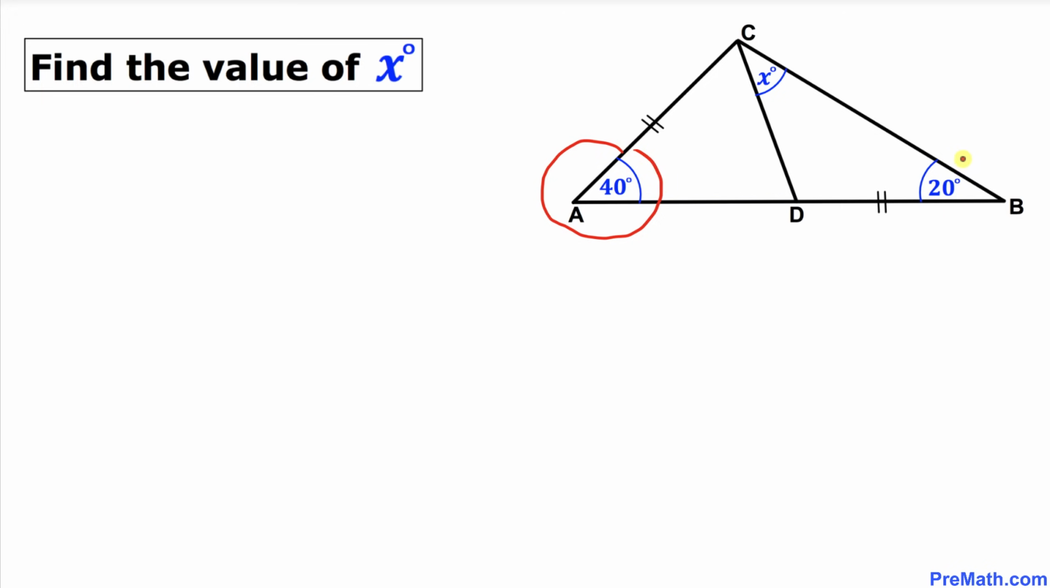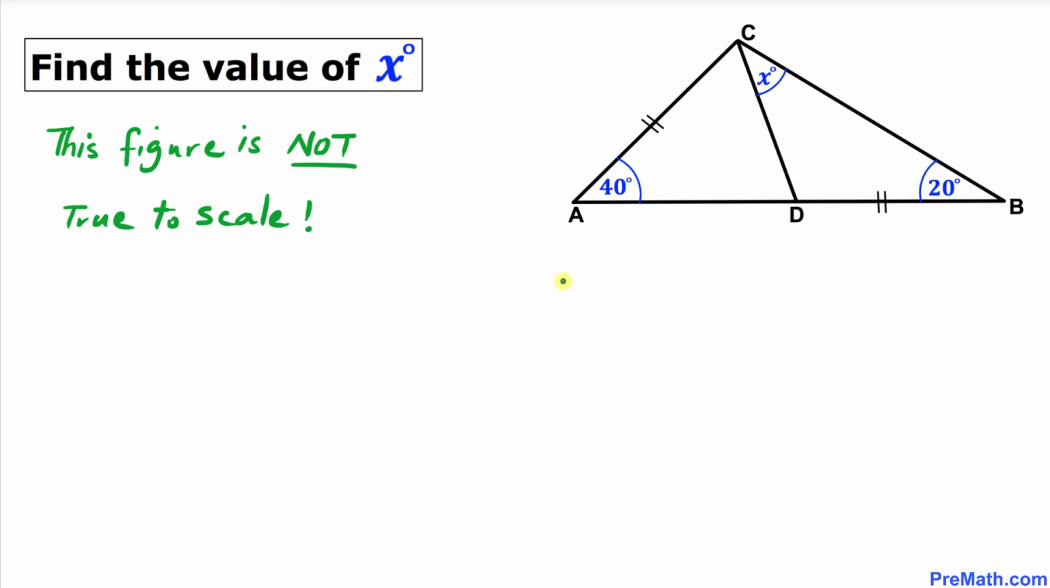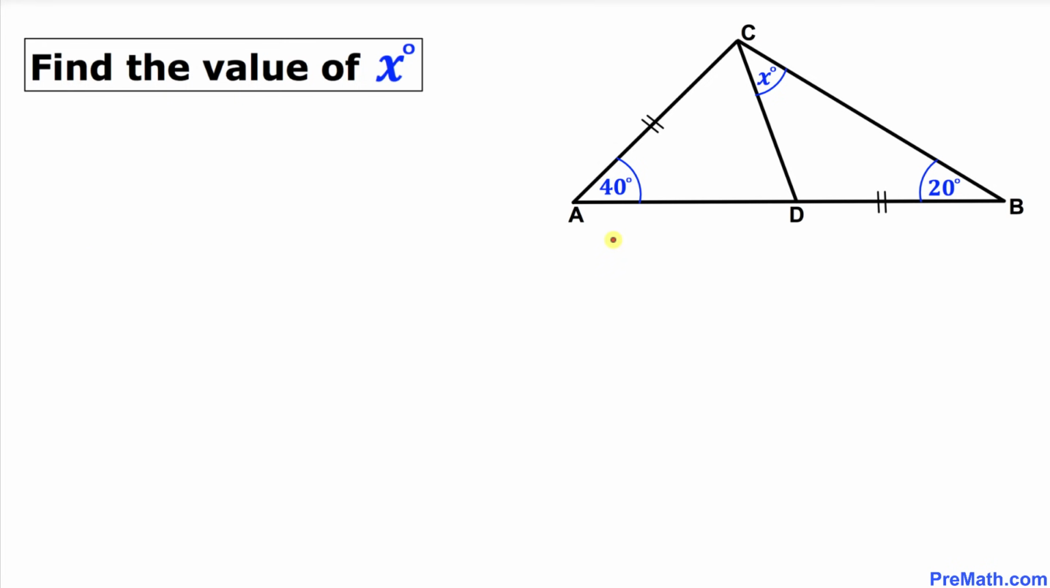In this video tutorial, we have this triangle ABC such that angle A is 40 degrees, angle B is 20 degrees, and moreover, line segment AC is equal to line segment DB. Now we are going to find the value of this angle BCD, which we call X degrees. Please keep in mind that this given figure is not 100% true to scale. So let's go ahead and get started with the solution.